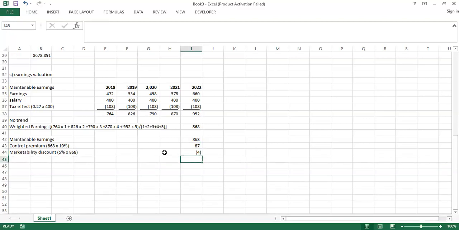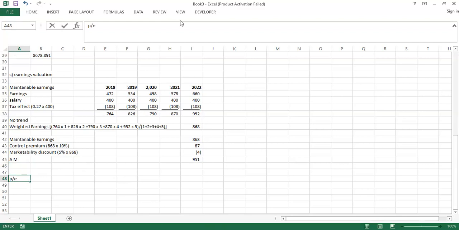So those are the ones that you will usually have there. And then you get your adjusted maintainable earnings. This is what you get there. So let's say adjusted maintainable earnings. Let me write it as MAM because of time. And then now you want to deal with your price earnings multiple.